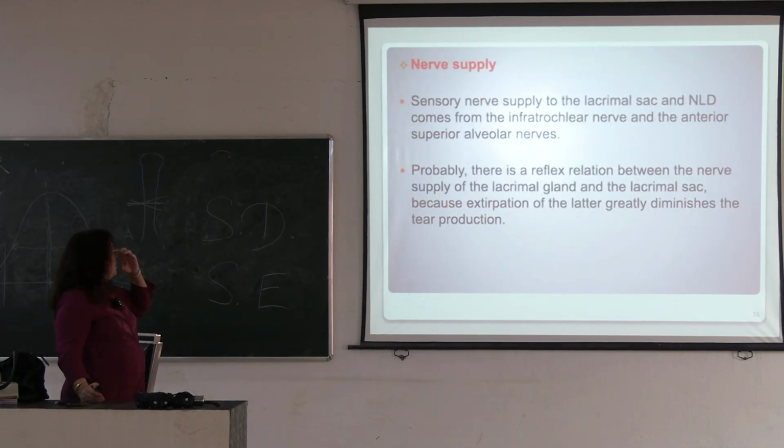Nerve supply. The sensory nerve supply of the lacrimal sac and nasolacrimal duct comes from the infratrochlear nerve and the anterior superior alveolar nerves.